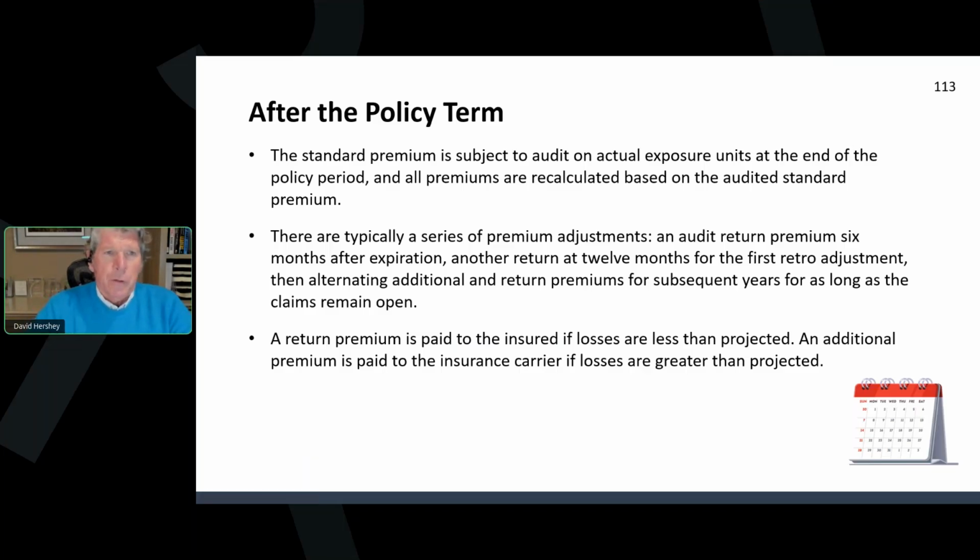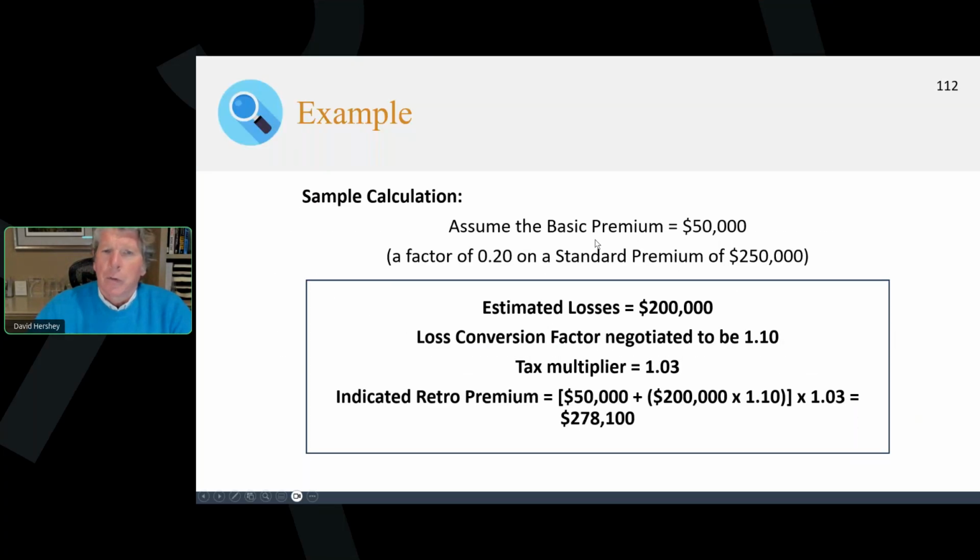After the policy term, the standard premium is subject to audit on actual exposure units at the end of the policy period. Again, no surprise here. All premiums are recalculated based on the audited standard premium. Now, we covered that here. The basic premium is a determination based on the standard premium. Standard premium is going to change based upon, as an example, sales changes, payroll changes, whatever the basis is.